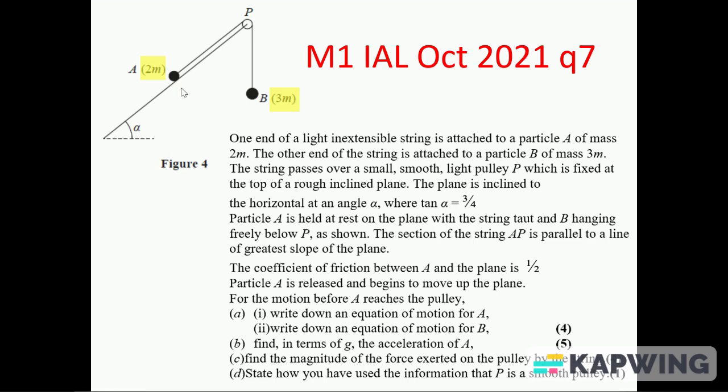Particle A is held at rest with the string taut and B hanging freely, and this section goes straight up the plane. The coefficient of friction is a half, and A is released and begins to move up the plane. And we're going to find the equation of motion.